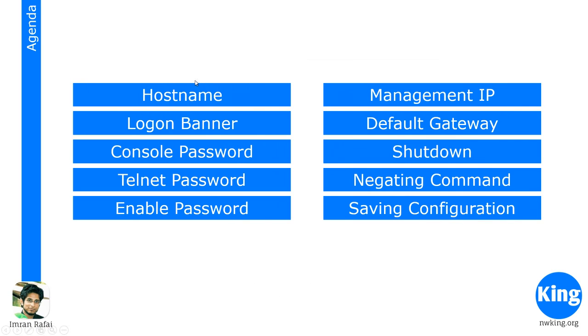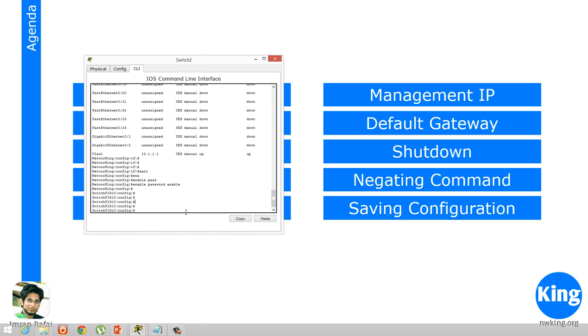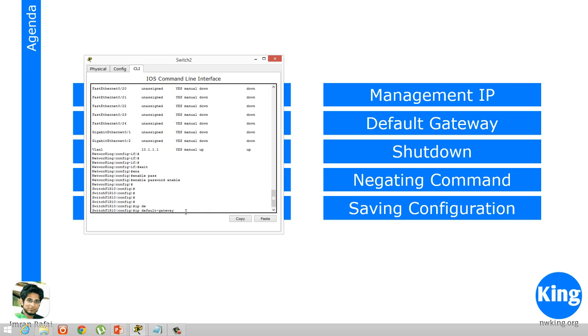So we did the host name, we did the logon banner, we did the console password, we did the telnet password, we did the enable password, we did the management IP, we did shutdown, we did the negating command. Now next is the default gateway, right? So how do we set the default gateway? We go to global config mode again, and we say ip default-gateway, and we say the default gateway is 10.1.1.10, right? And I can hit enter.